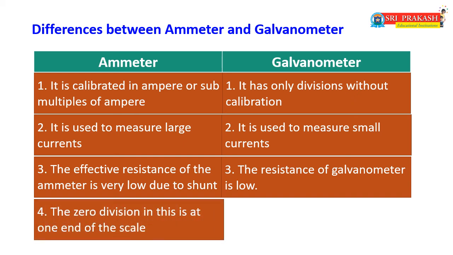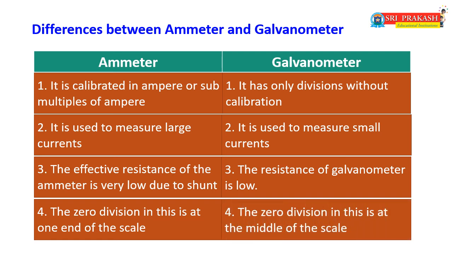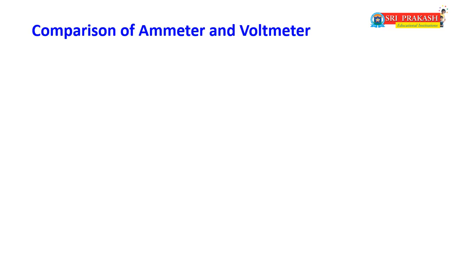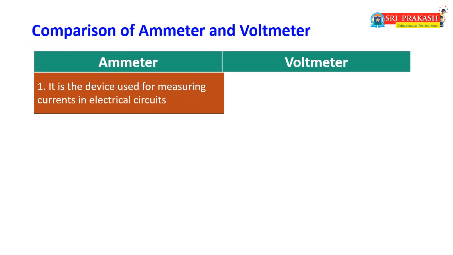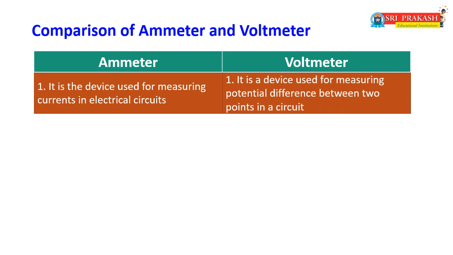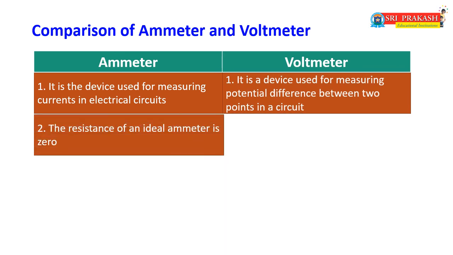Next, the zero division in the ammeter is at one end of the scale. I already showed this in the diagram. So the reading will start from 0, but in a galvanometer the zero division is in the middle of the scale. Next, comparison of ammeter and voltmeter. The first point: an ammeter is a device used for measuring current in an electrical circuit. A voltmeter is a device used for measuring potential difference between two points in a circuit.